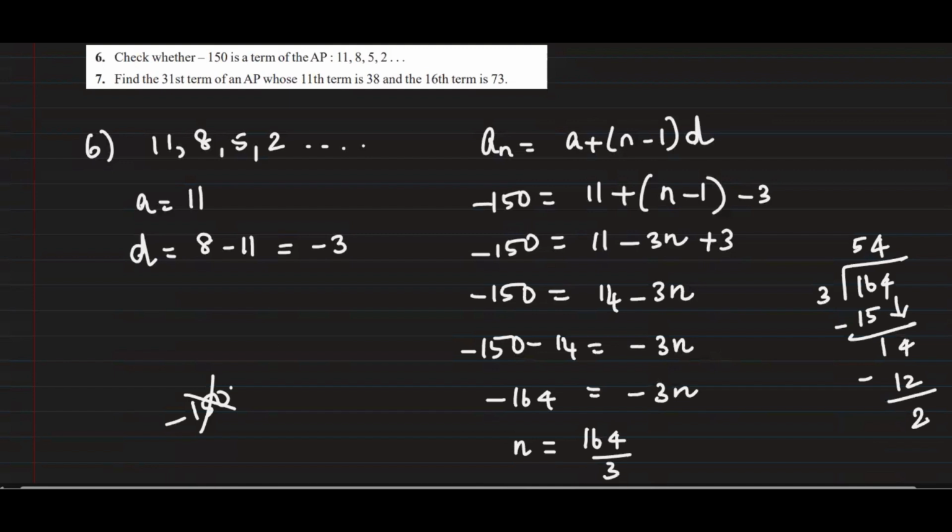Question number 7 is: find the 31st term of an AP whose 11th term is 38 and whose 16th term is 73. In this question, we'll have to find the value of the 31st term. So a_31 we'll have to find. And what is given? We are given a_11 and a_16.